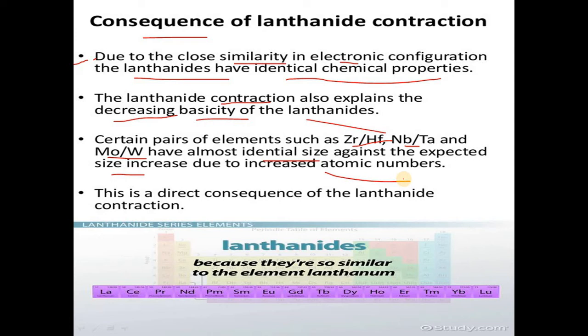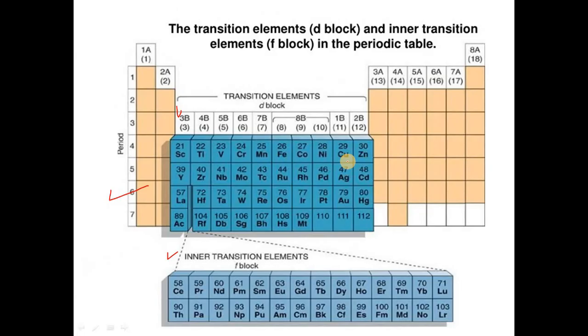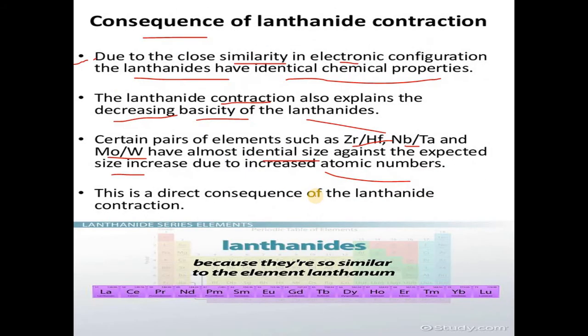That is, due to the lanthanide contraction, the elements like zirconium and hafnium, that is 4d and 5d series elements, niobium, tantalum, then molybdenum, tungsten, technetium, rhenium, ruthenium, osmium, rhodium, iridium, palladium, platinum and silver, gold have the same atomic radii, and these elements are called chemical twins of the periodic table. So this is a direct consequence of the lanthanide contraction.